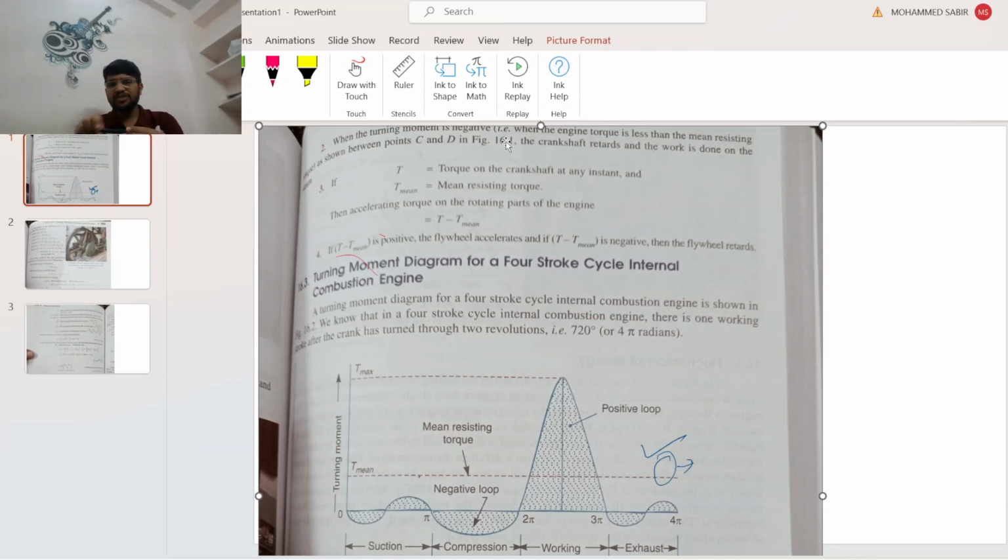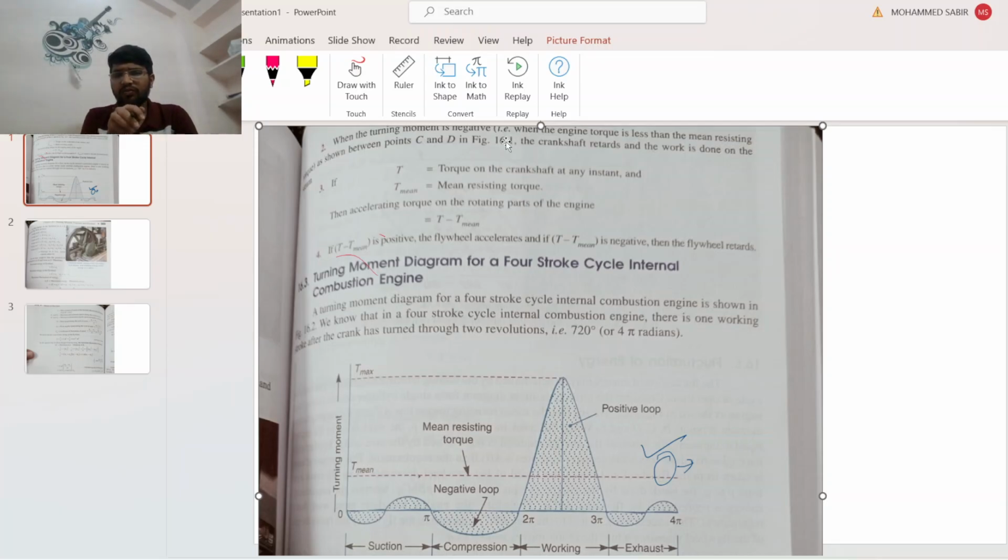This is a crankshaft, and the flywheel is attached here. When the engine converts thermal energy into mechanical energy, torque is generated on the crankshaft due to thermal energy. That is the generated, or developed, torque due to thermal energy.